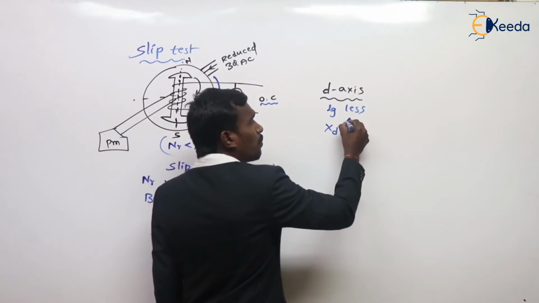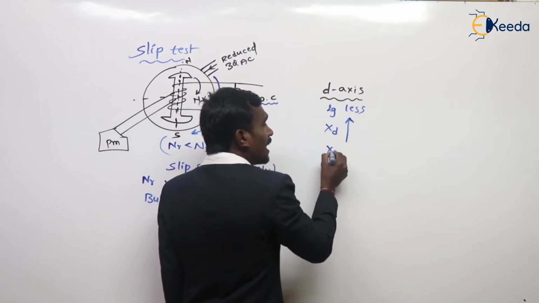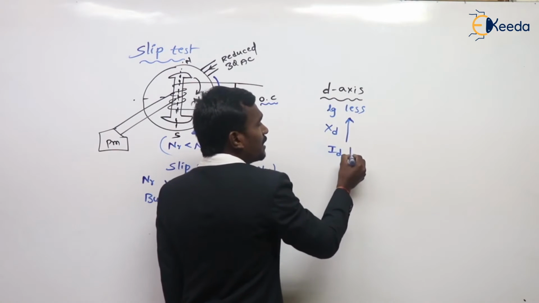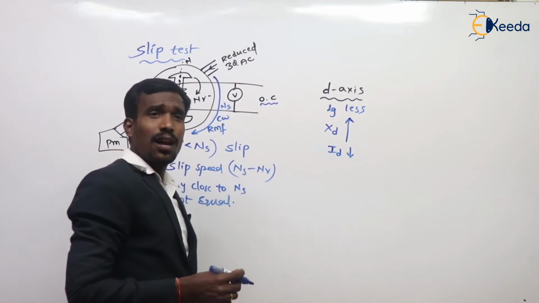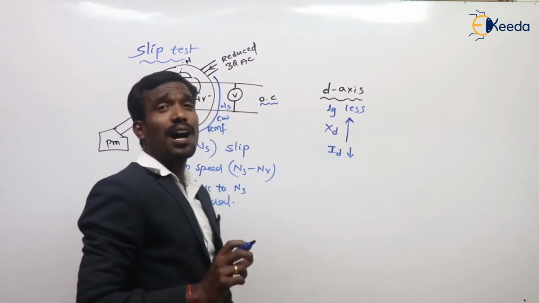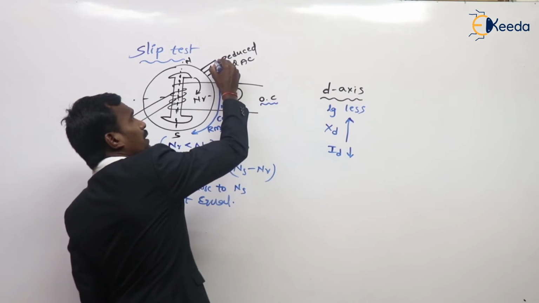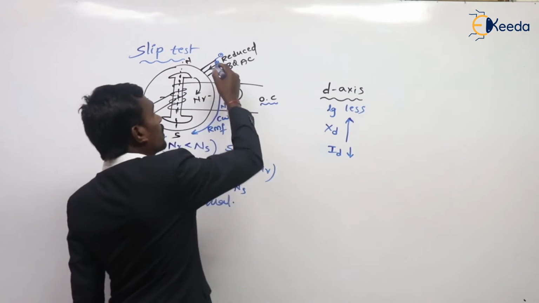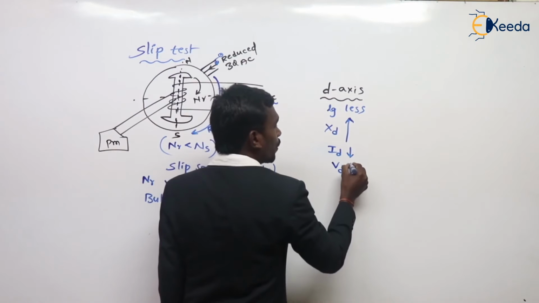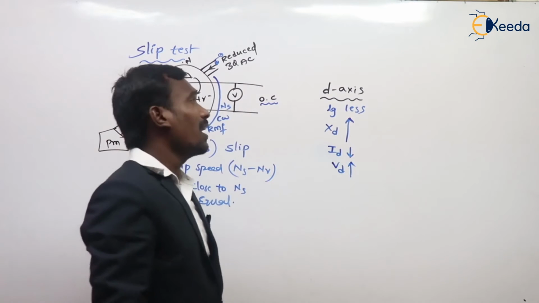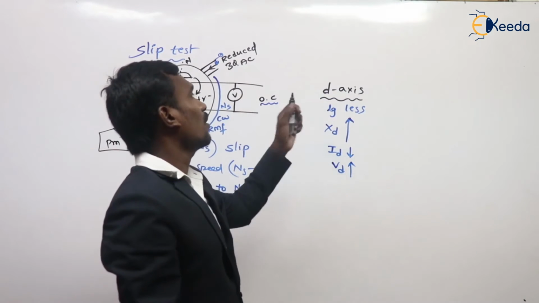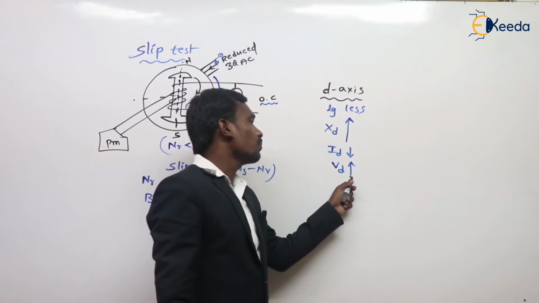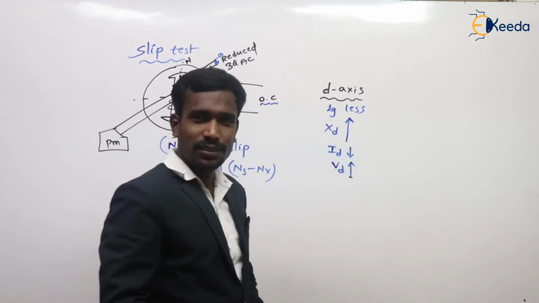When Xd is more, then the current along the D axis, Id, is very less, and the voltage across the armature is more. Actually here we have to connect one voltmeter and one ammeter. The ammeter reading is less and the voltmeter reading is more at this condition, when it is across the d-axis.